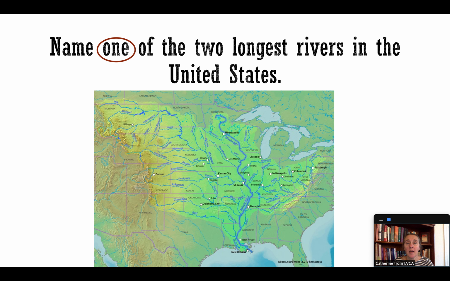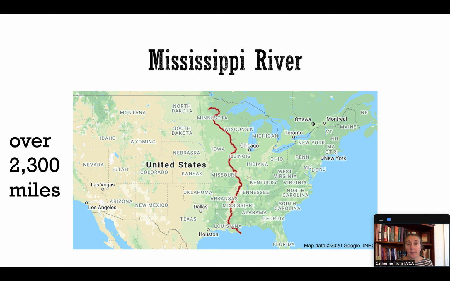Name one of the two longest rivers in the United States. There are two rivers that are our longest rivers. You only need to name one of them. The most famous river in the United States is the Mississippi River. It is over 2,300 miles long.